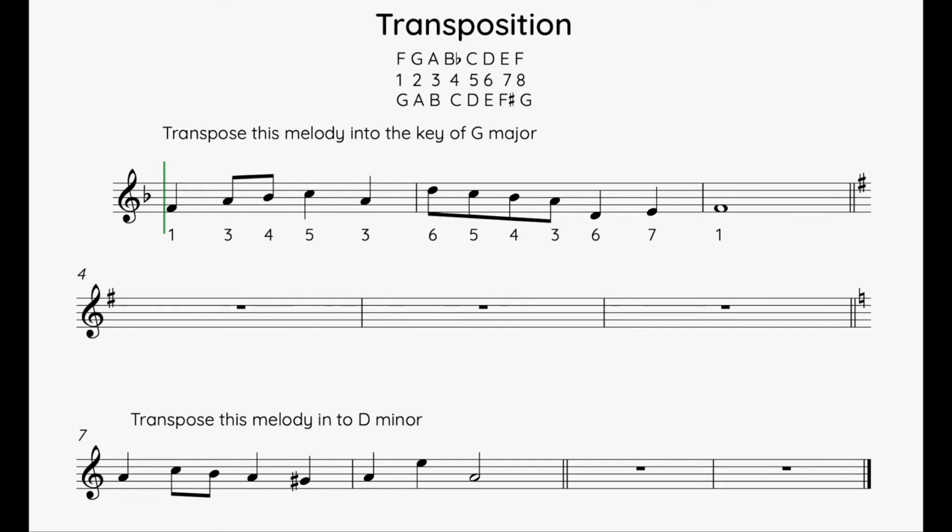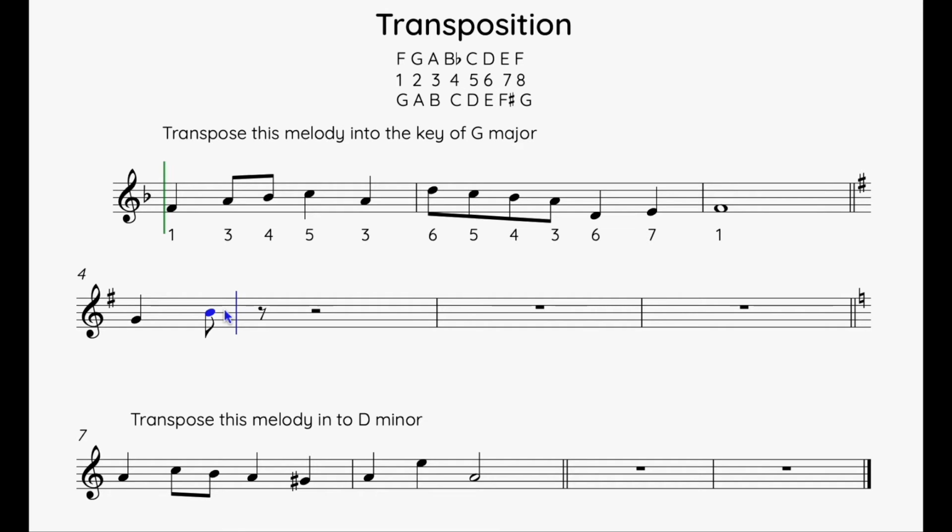All right, so let's go. G is 1. So the original was F, 1. So we need to put G as 1. All right, the next note in our pattern is the 3rd note of F major. So we need to add the 3rd note of G major. So that's a B. And onwards we need to go carefully, always checking we're putting the right note down.